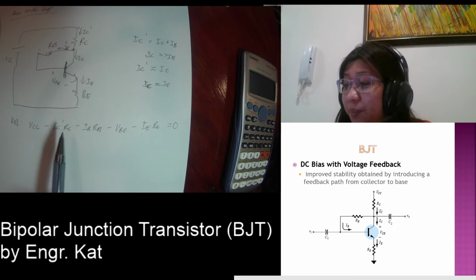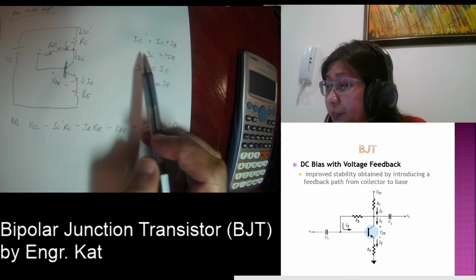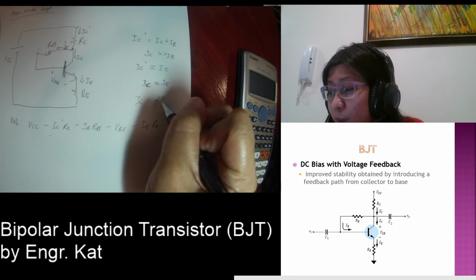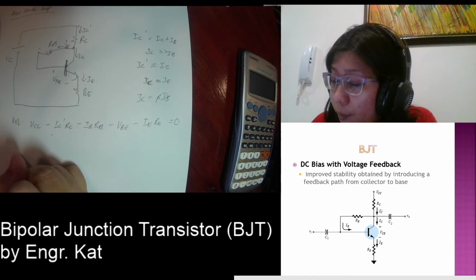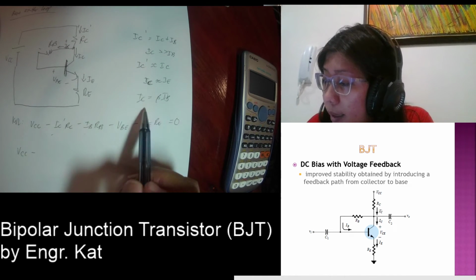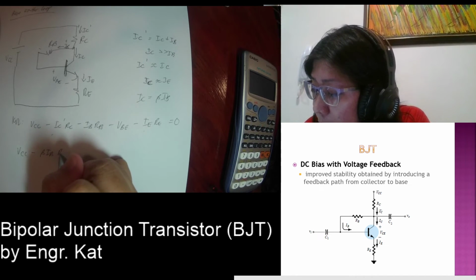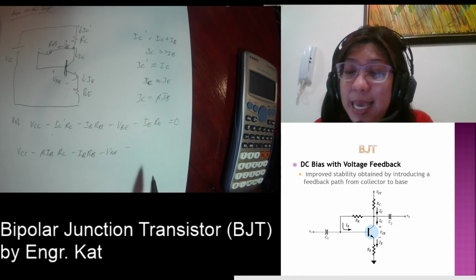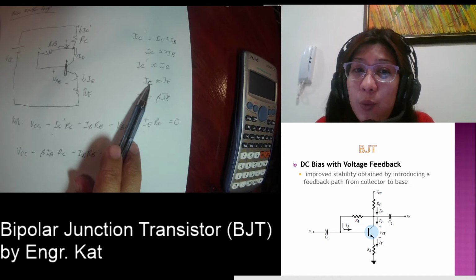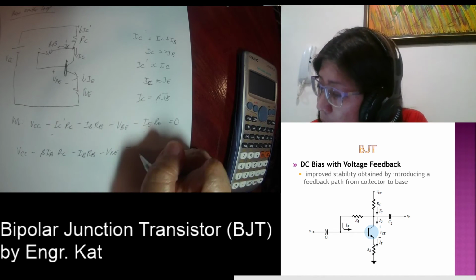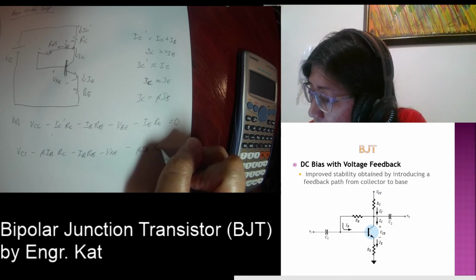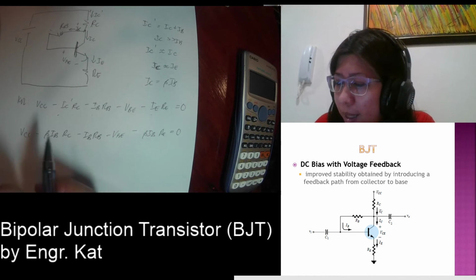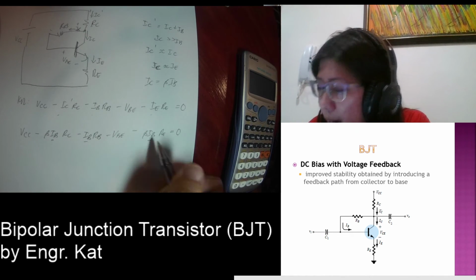So what is IC? IC prime is approximately equal to IC, and IC is approximately equal to beta IB. Okay, so we have here VCC minus beta IB times RC minus IB RB minus VBE. What is IE? IE is approximately equal to IC. And what is IC? IC is beta IB. So we have here beta IB multiplied by RE is equal to 0. So what do we have here? What is our unknown here? The only thing that is unknown here is your IB.